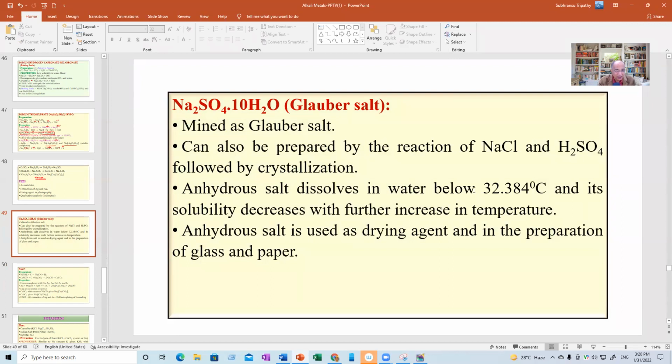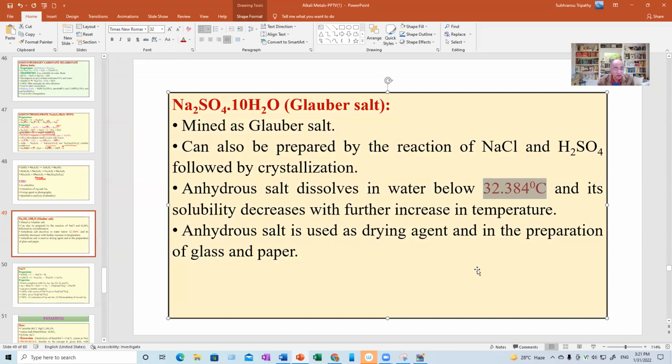And interestingly, you remember this, sodium sulfate is soluble below 32.384. Below that, it will be more and more soluble. Lower the temperature, greater is the solubility. I mean, solubility will increase at low temperature, become maximum at 32.384, and further increase in temperature will bring about lowering of solubility. This is a very important information about Glauber salt.